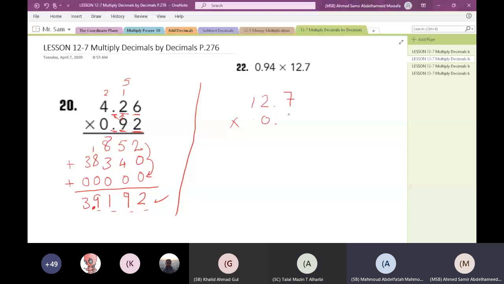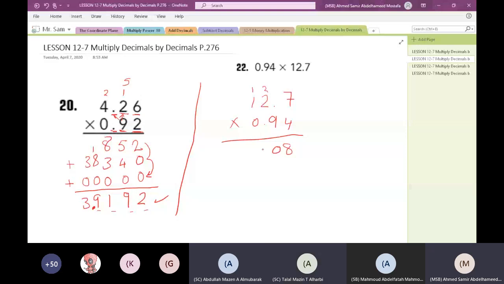Go ahead, Abdullah. 4 times 7 equals 28. 8 down, 2 on top. 4 times 2 is 8, plus 2 is 10. 0 down, 1 on top. And 4 times 1 is 4, plus 1 equals 5.